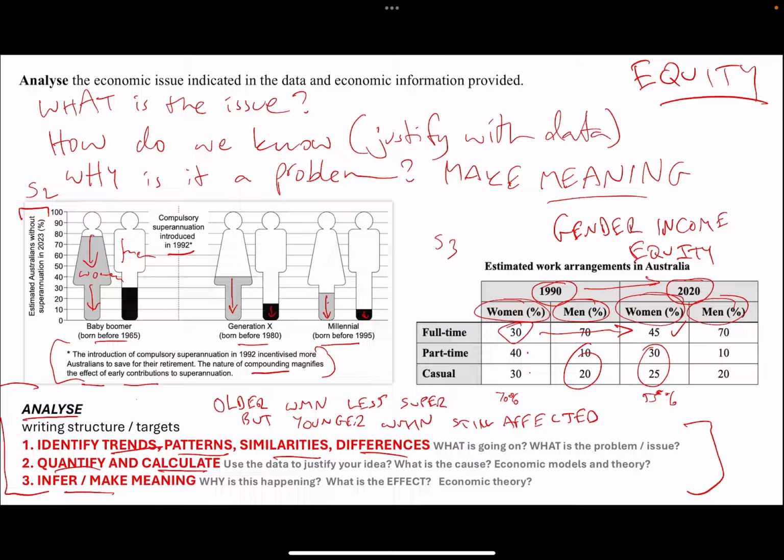And the overall issue here, very messy little page this one. I'm sorry about that, guys. Older women, less super, young women is still affected, but the situation is improving. Okay, so the economic issue is around equity and the lack of superannuation savings. That's my analyse, the first part of the question. Analyse the economic issue indicated in the data and the economic information provided. It's my little section right at the top here.